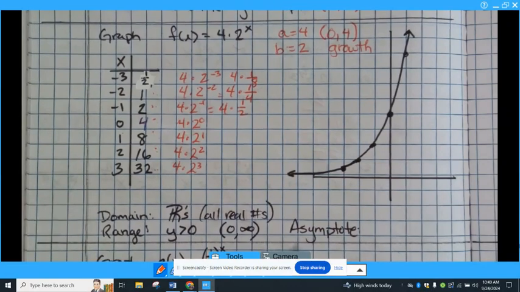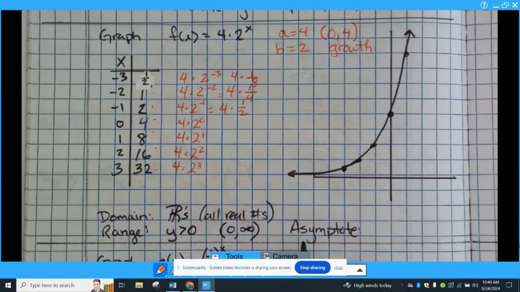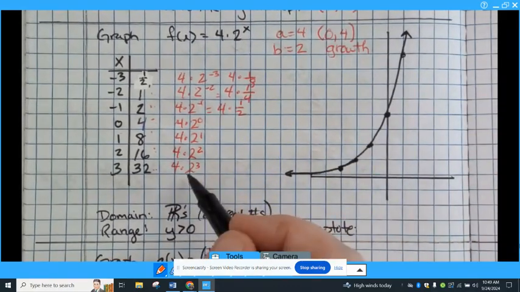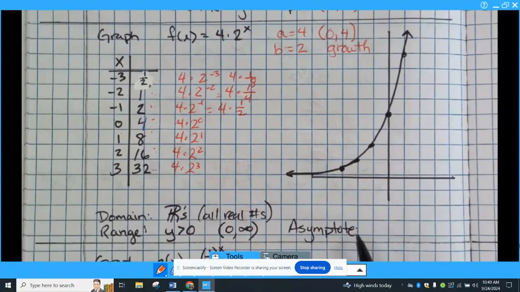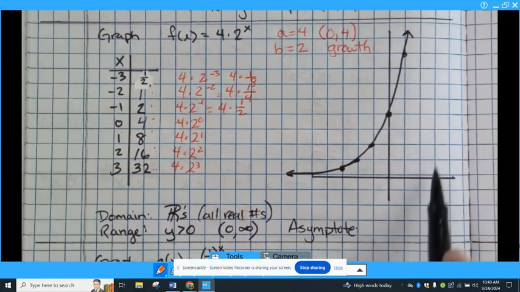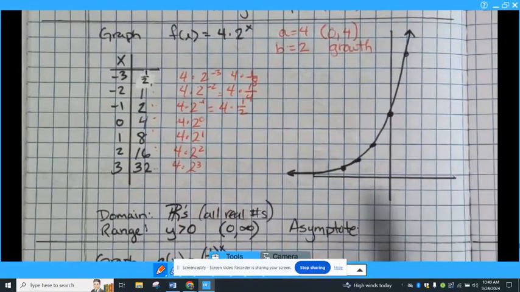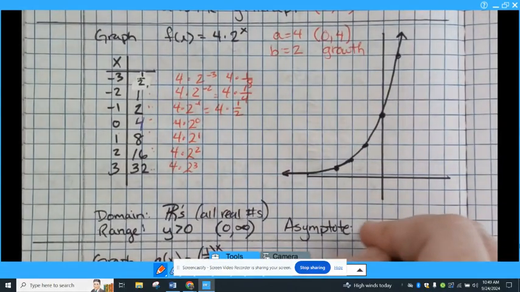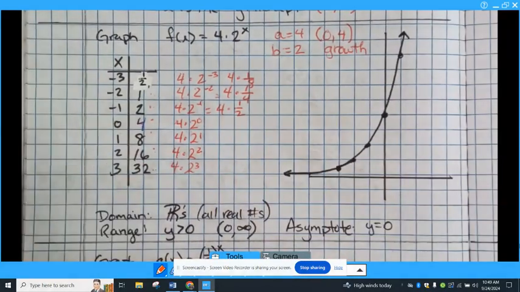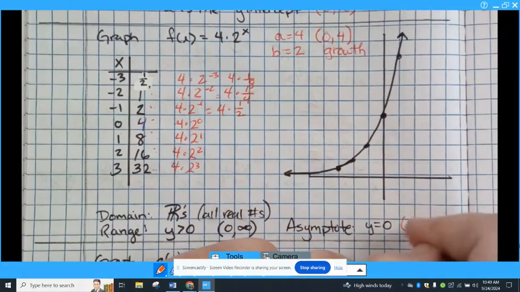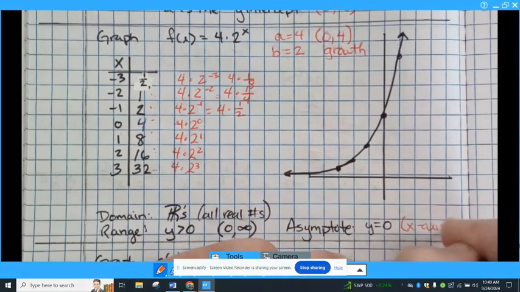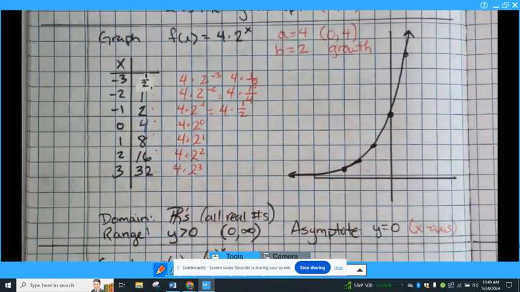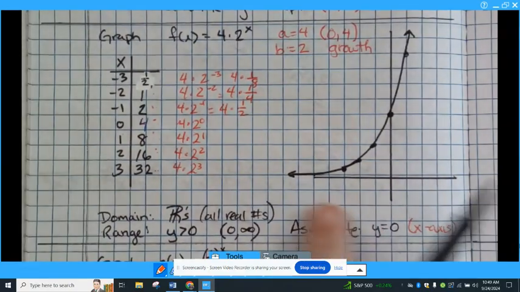Our asymptote is a line that a graph approaches but never crosses. Our asymptote for this problem would be the x-axis. The equation of the x-axis is y is equal to 0. I'll put that as the x-axis, because your y will never be equal to 0. It'll get very close to 0, but will never equal 0. So as you can see, this is a growth. It's growing over time.